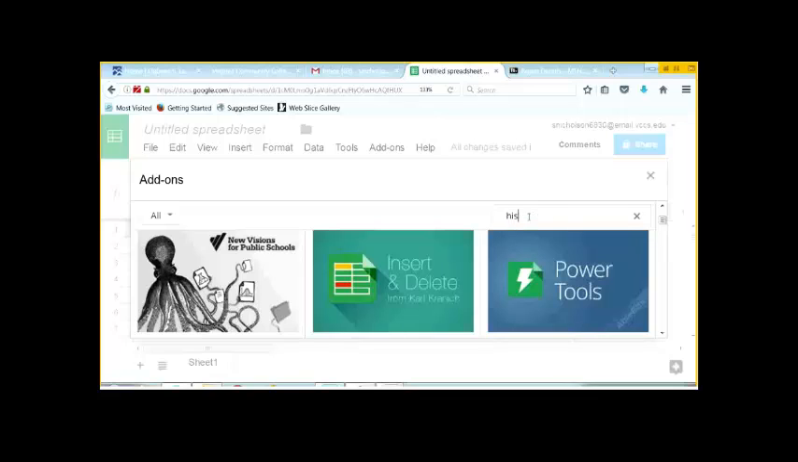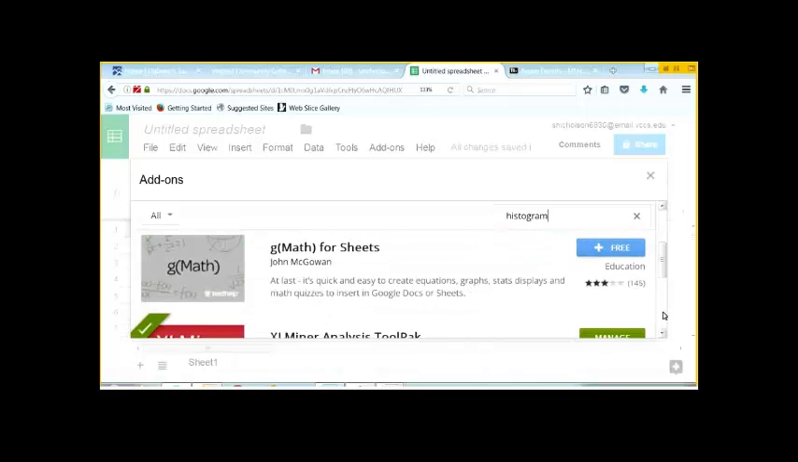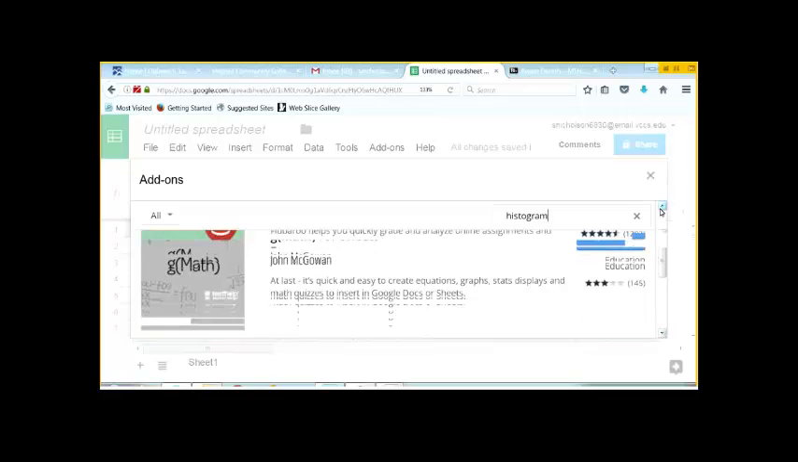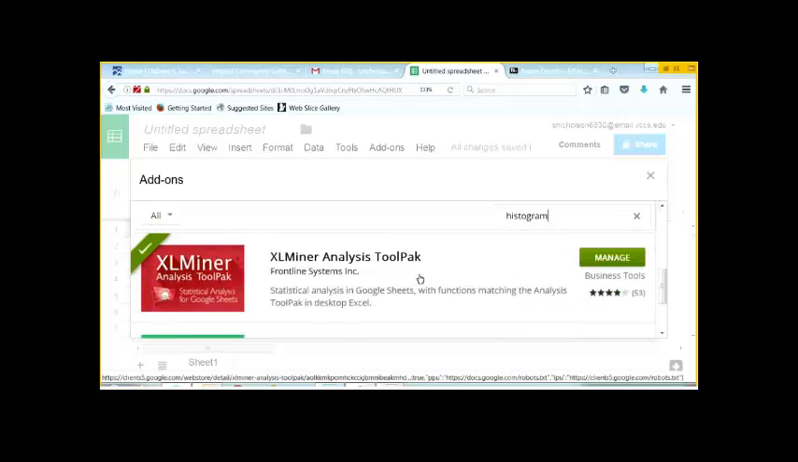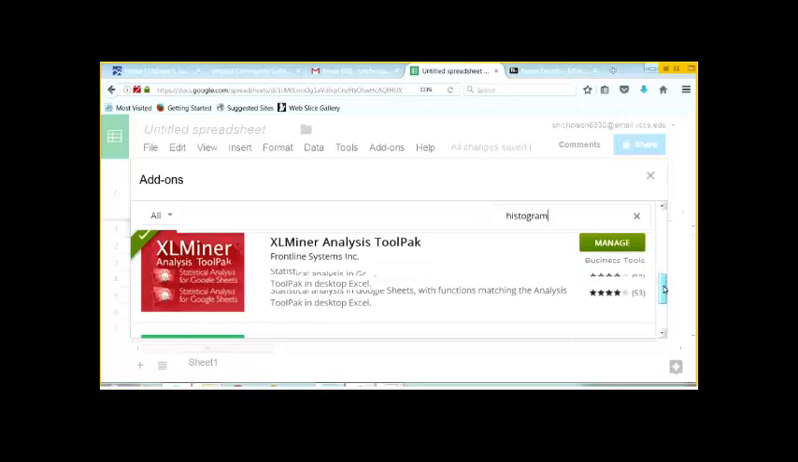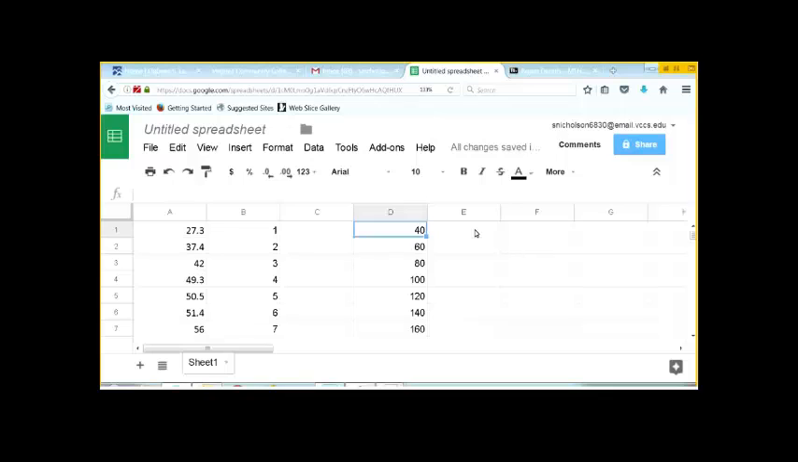So you can actually search. If I search for histogram, because I want something to do a histogram, you see there's Flubberoo, there's GMath for Sheets, there's Excel Miner. This is the one I use. It says manage because I already have it, but if you want it, you can just click on it and it'll upload it to your spreadsheet. So if you have a special application, you might be able to find something that's already been done.